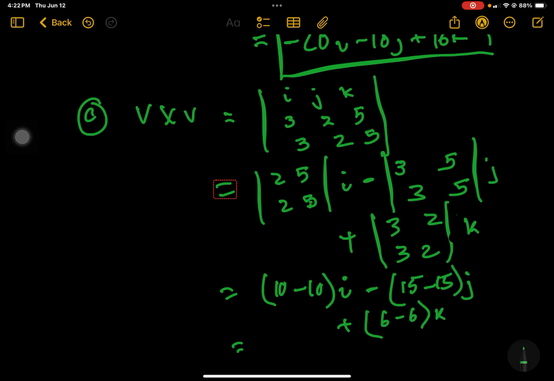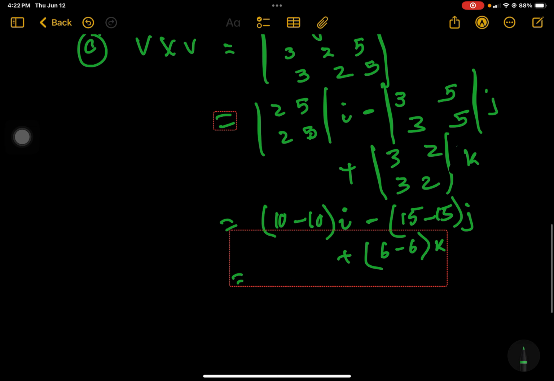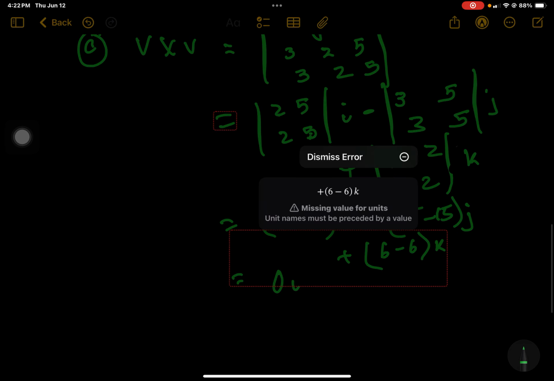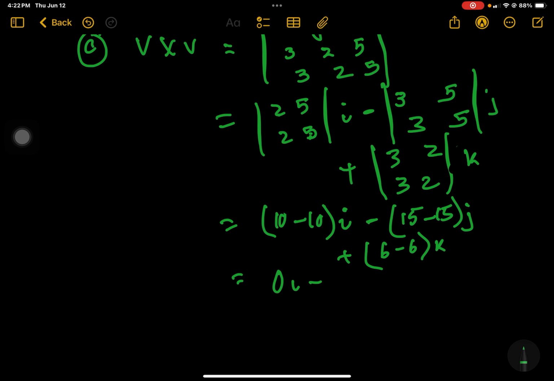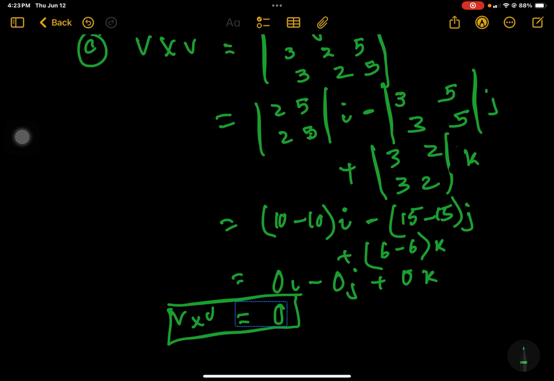So basically it is 0I minus 0J plus 0K. Or basically V cross V is 0, which makes sense because the same vector cross multiplied with itself is 0. We all know that.